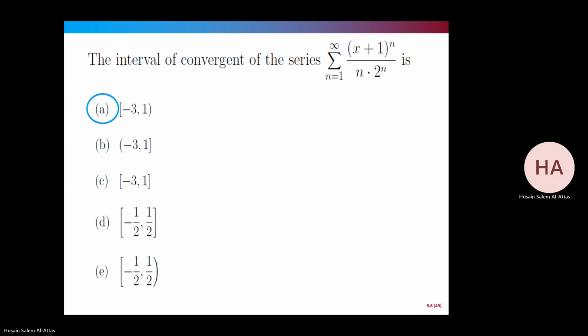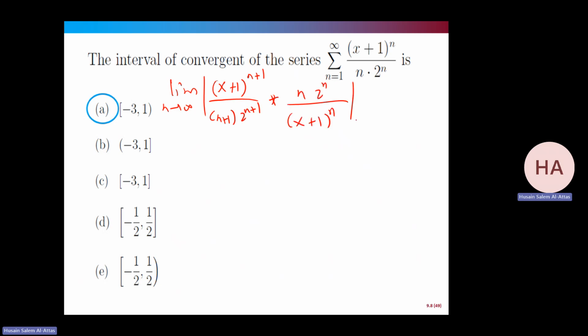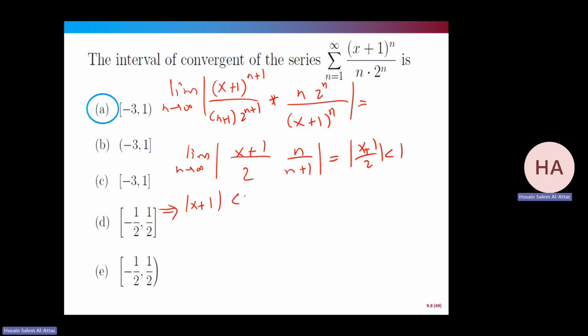So I have the limit as n goes to infinity. It doesn't have this complication. (x plus 1) to the power n plus 1 over (n plus 1) 2 to the power n plus 1, times the reciprocal of this. This is the usual one we get. That will be the limit as n goes to infinity of (x plus 1) over 2 times n over n plus 1. So I have less than 1. So x plus 1 is between minus 2 and 2. So I have x between minus 3 and 1.